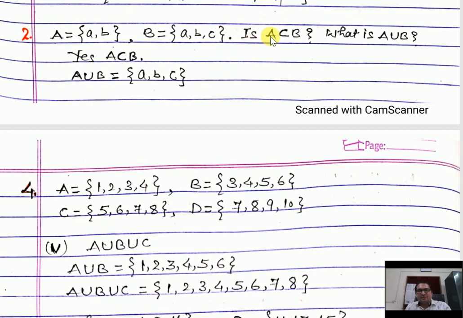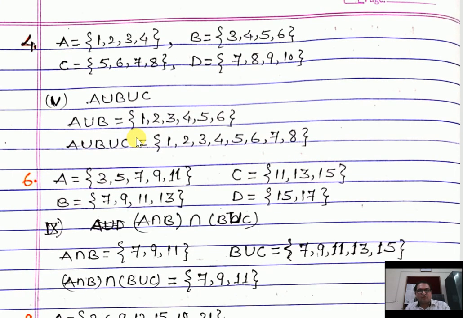Question number 2. Given A, B, C, is A a subset of B? Yes. The reason is that all elements of A belong to set B. So A is the subset of B. Now we have to write A union B. So A union B will be equal to A, B is common, A and B common, and C is an uncommon value. So A, B, C you have to write. Question number 4.